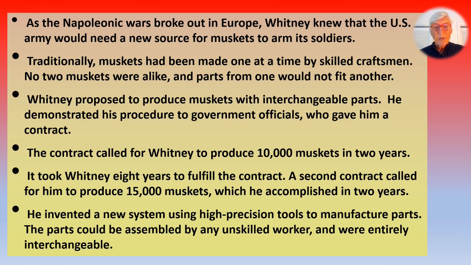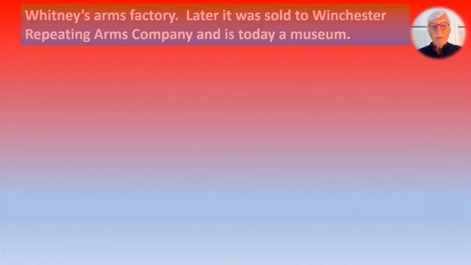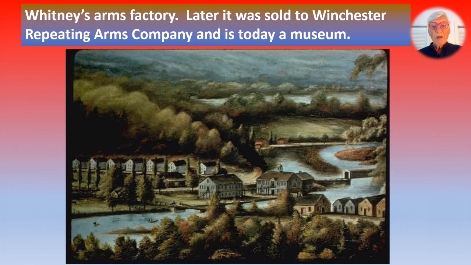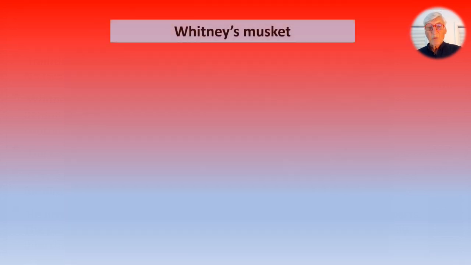So here again, you have one idea that's going to lead to another breakthrough in terms of the machine industry, which will have its great application in many, many different ways beyond the muskets that they were manufacturing. Here's Whitney's arms factory rather. It was later sold to the Winchester Repeating Arms Company and today is a museum. Of course, the Winchester name today is still viable.